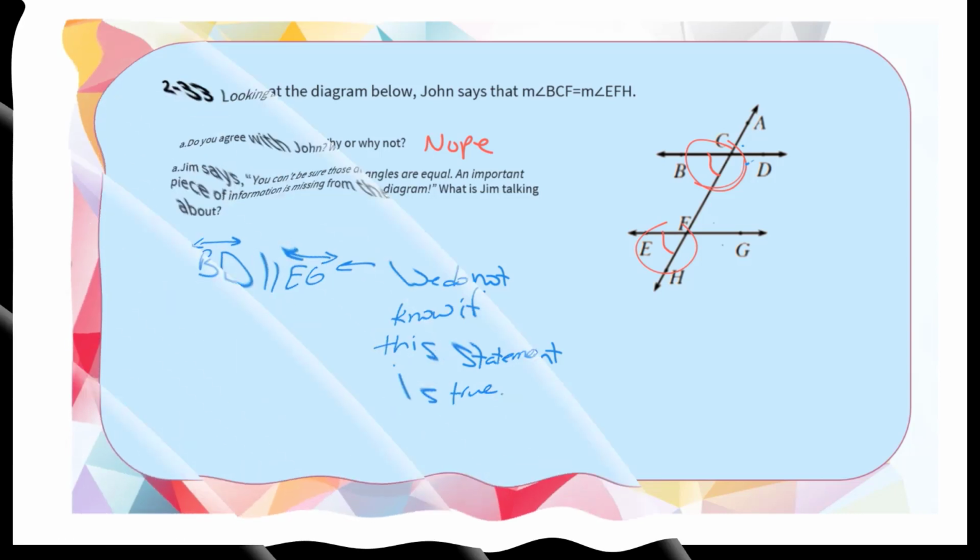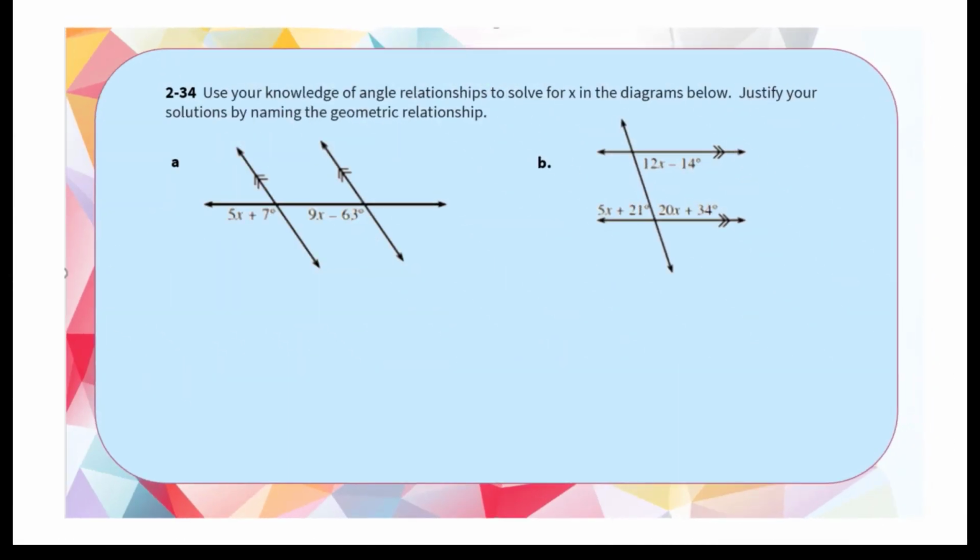All right, moving on. So this is 2-34, and it says use your knowledge of angle relationships to solve for x in the diagrams below. One key thing that was missing from 2-33 was the knowledge of whether the lines were parallel. Well, the lines are parallel on both of these problems, so we have relationships we can work with. These two are considered corresponding. So since they're corresponding, they are equal. So I'm going to go ahead and solve by setting them equal to each other.